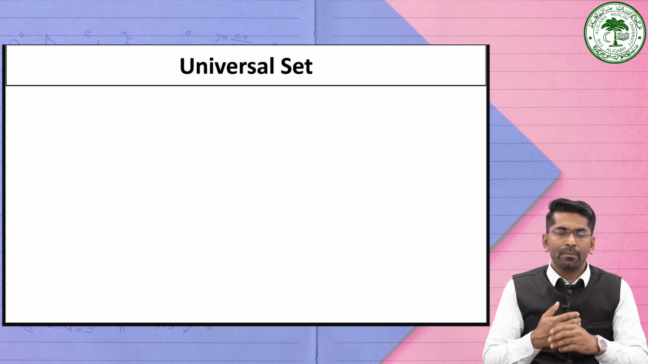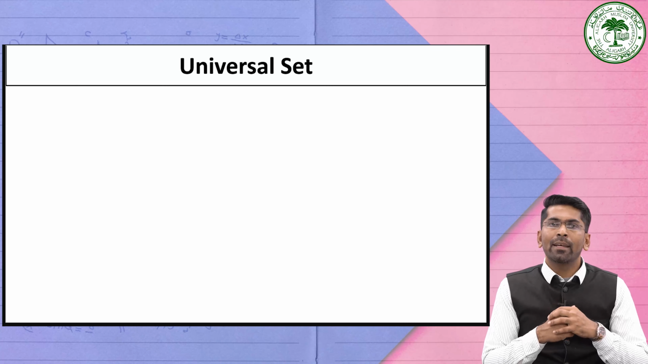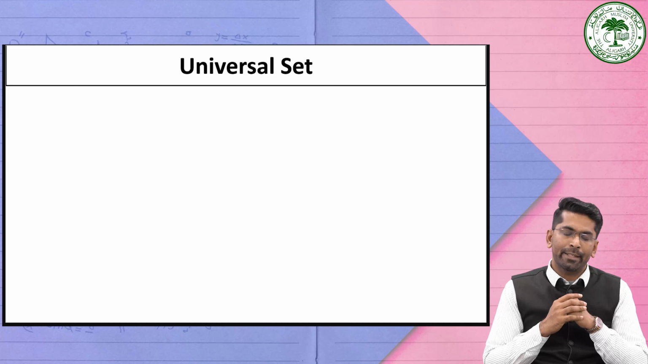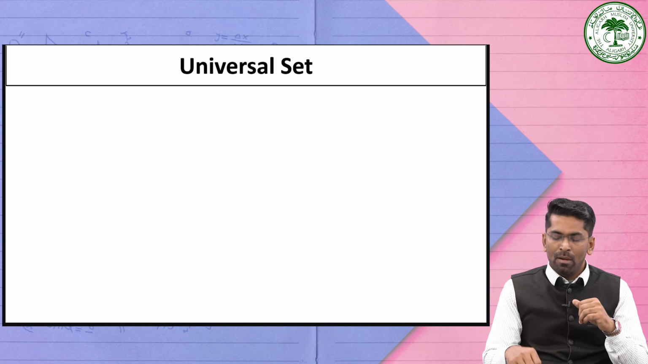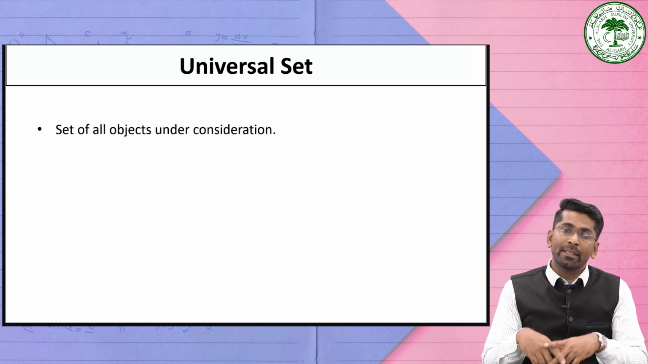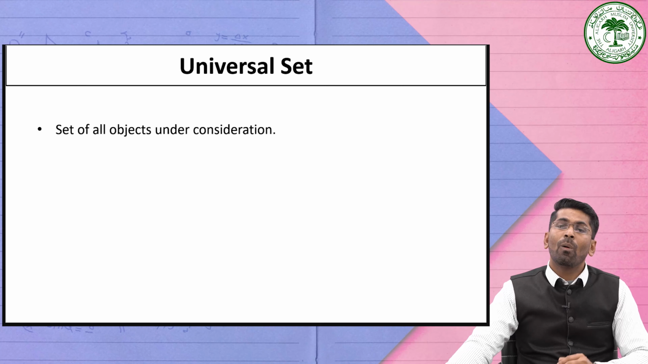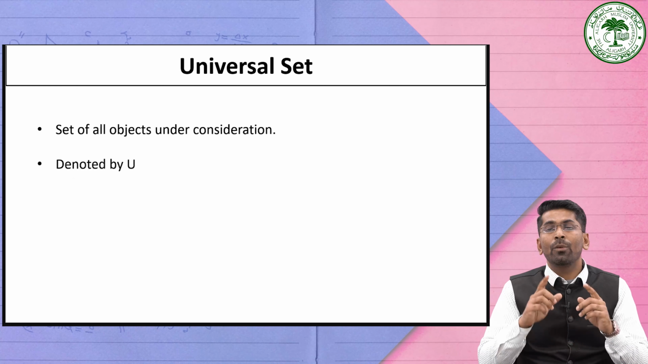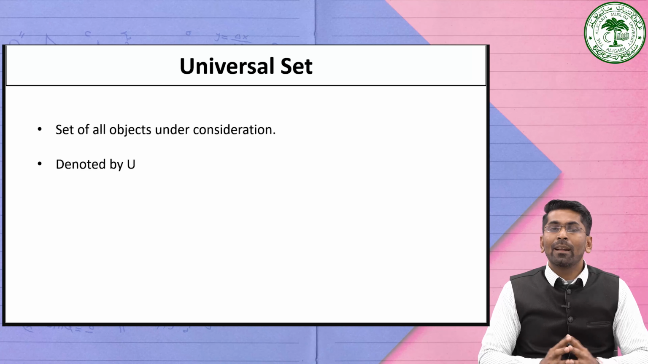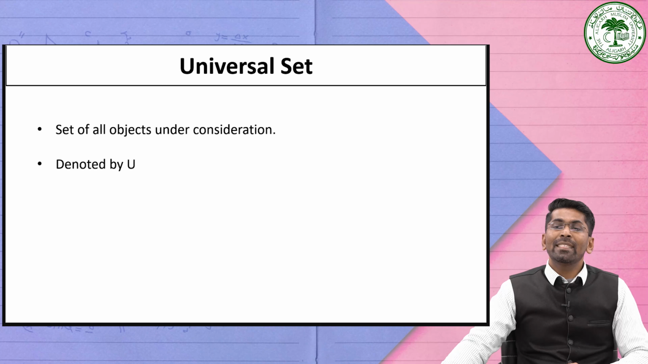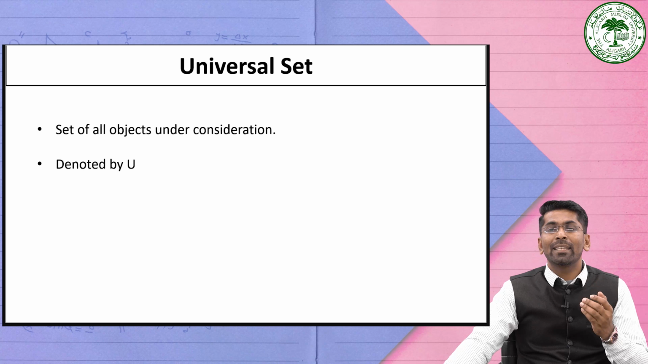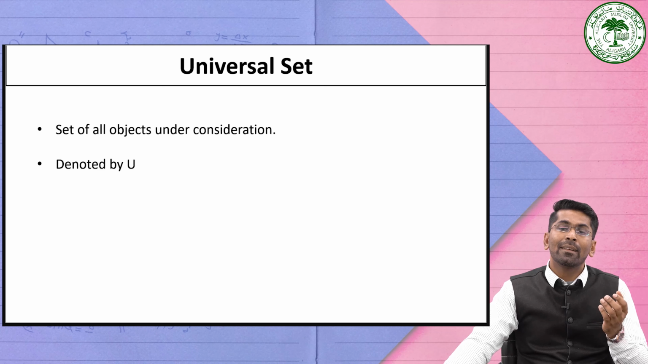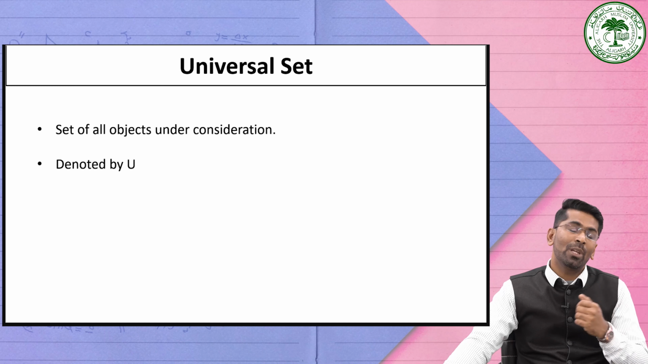Now, let us consider another set which is known as the universal set. A universal set is a set that contains all the elements under consideration for a particular discussion or problem, which is generally denoted by U. It is a set that has elements of all the related sets without any repetition of elements, and every set being discussed is considered a subset of this universal set.